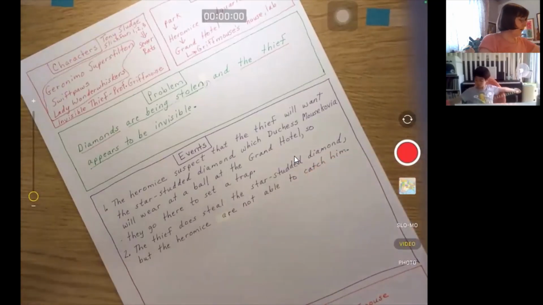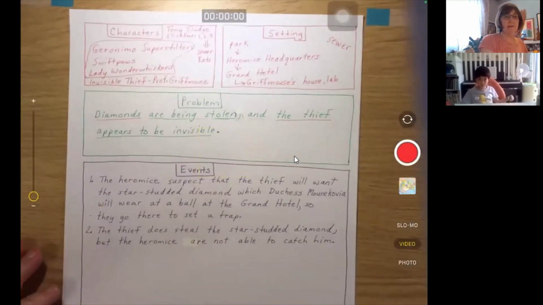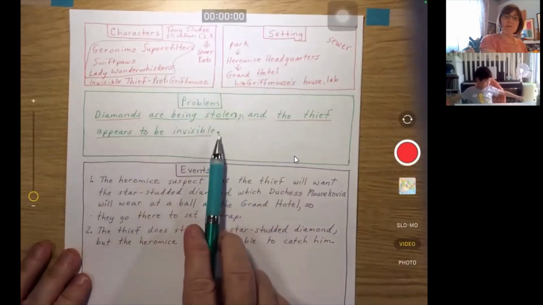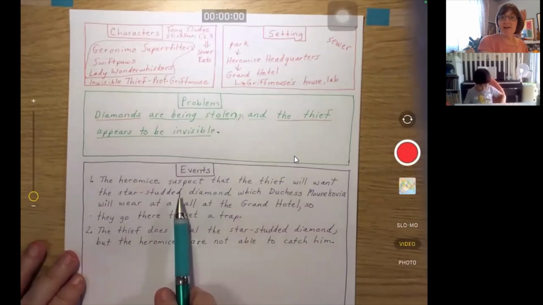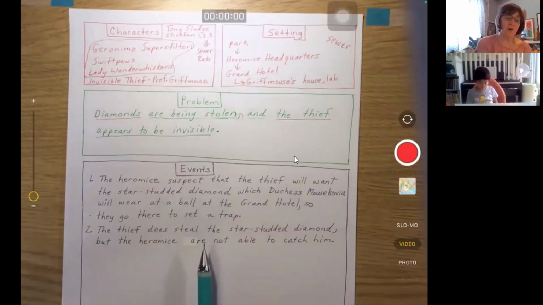Okay, so we're going to stop here for today and finish this tomorrow, but you can see on our story map that we know the characters, we know the setting, we know the problem in the story. We know the first event is that the Heromice tried to set a trap for the invisible thief at the Grand Hotel. And we know that they didn't catch him. So at the Grand Hotel, their plan did not work, right?